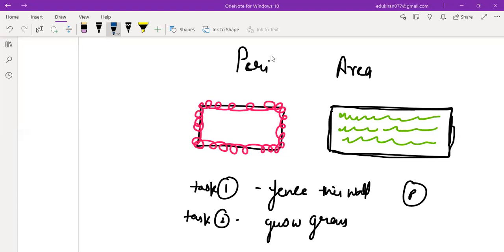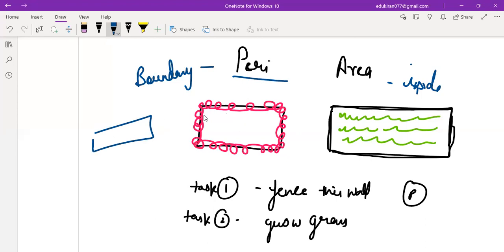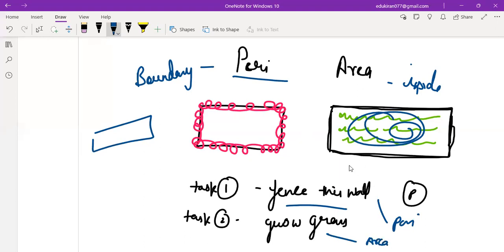So whenever I say perimeter, that means I'm talking about the boundary. Clear? And whenever I'm talking about area, it is inside. I hope nobody will be getting confused now, right? Perimeter is a lengthy line, so that means it's a boundary, and area is inside. So for fencing the wall, I will use perimeter, and for growing the grass, I'll use the area. I hope I have made myself clear.